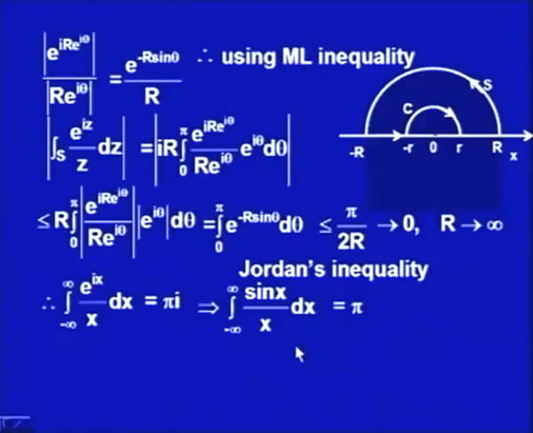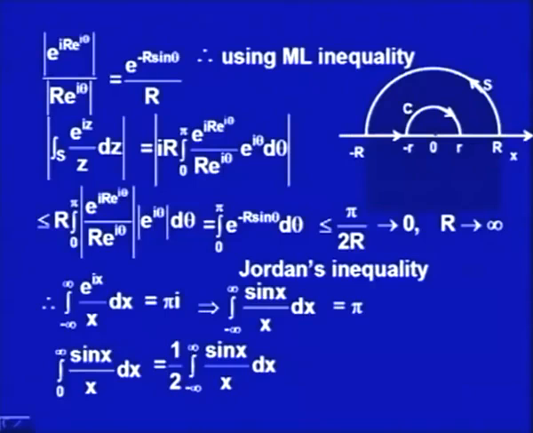Let us have one more formula. Since the function sin x upon x is an even function, because sin of minus x upon minus x is again sin x upon x, so f of minus x is f of x. That says if I have to evaluate the integral 0 to infinity sin x upon x dx, that should be half of minus infinity to plus infinity sin x upon x dx. So it should be pi by 2.